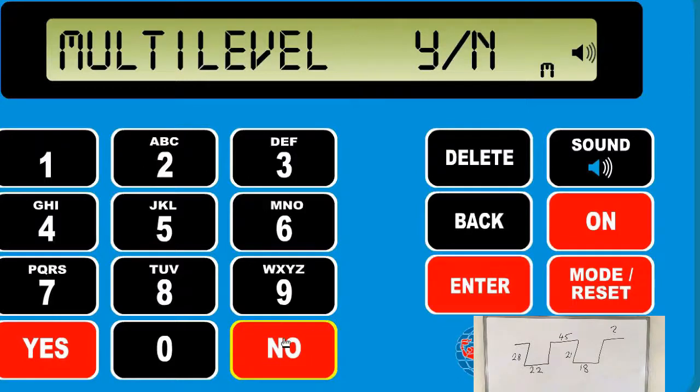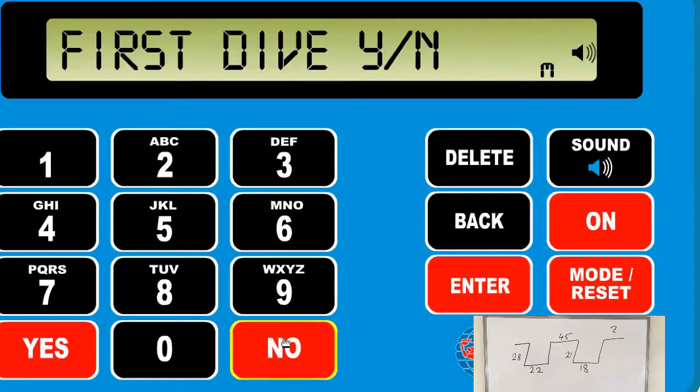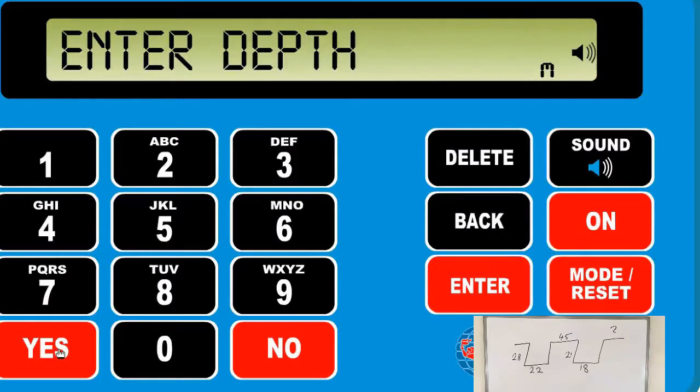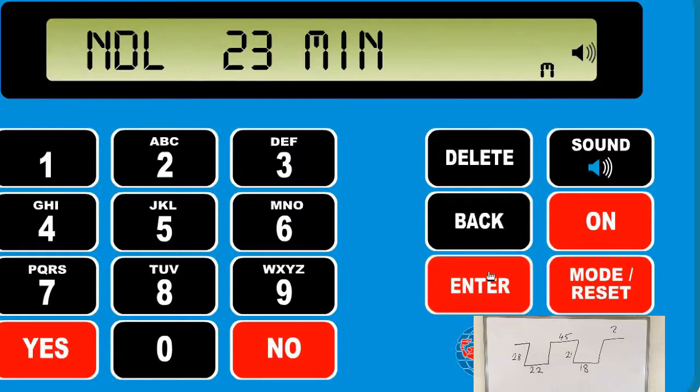So we click on no because it's not multi-level. Is this the first dive? We need to think about whether it is or not. It is in this case, but quite often it isn't, and we need to be careful. Here it says enter the depth. Well, the first depth we've got is 28 meters. So put 28 in, and then we can accept it here with enter.